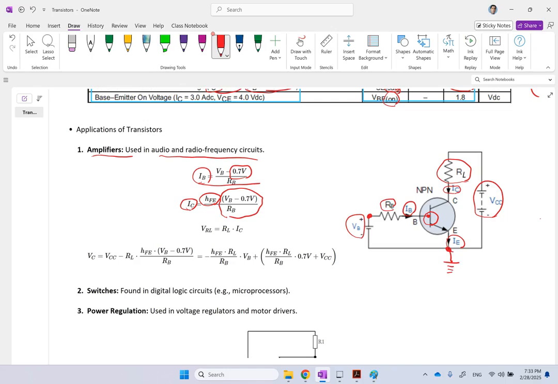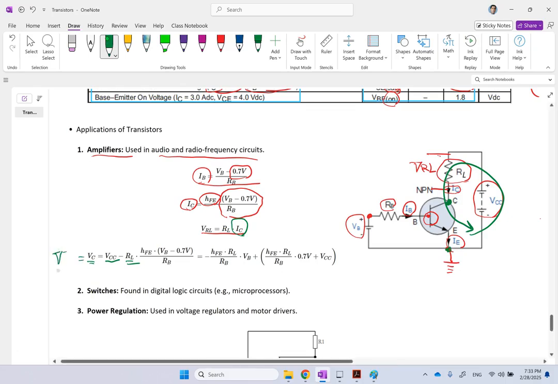And this IC passes through the load, so the voltage across this load, if we call it VRL, is equal to RL times IC. Now if I look at this loop here, you see that VCC minus RL times IC is equal to VC or VCE basically, because the voltage of this point minus E, because E is 0, is VC. That is the same as saying VCE.